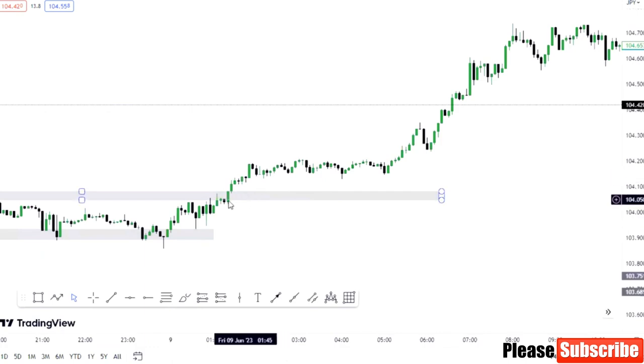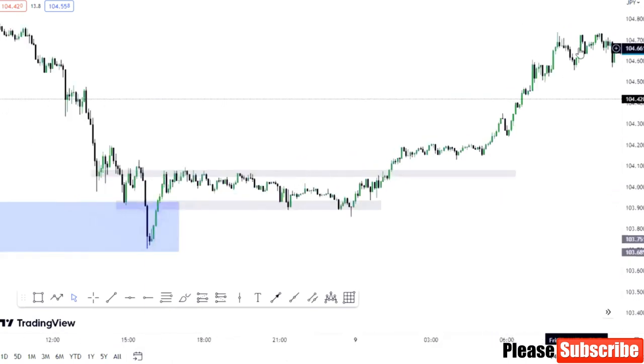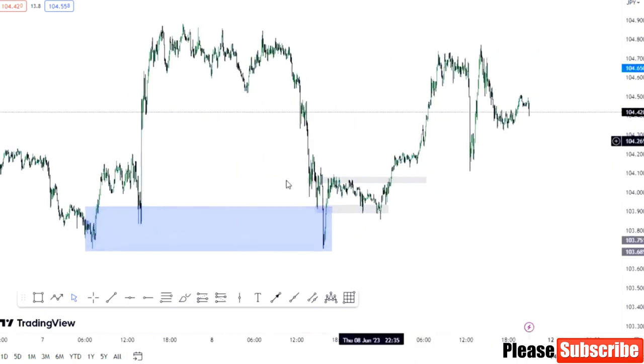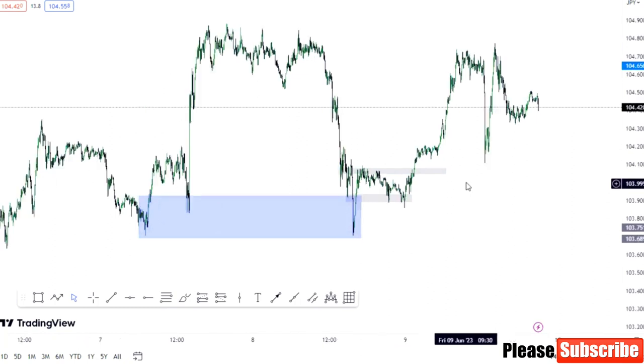And when it broke it, you can see the momentum it moved up with, so much massive momentum. If you had bought this, you would have capitalized heavily on this particular trade.